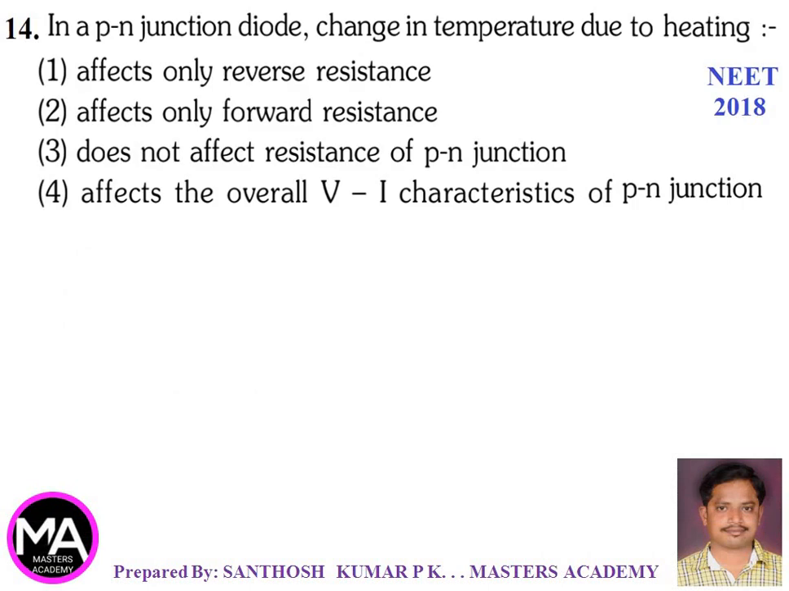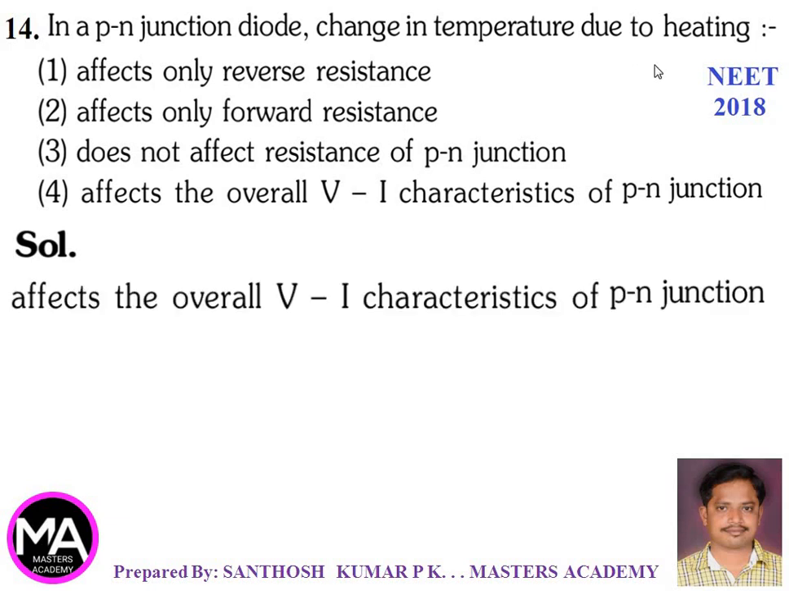Next problem. In a PN junction diode, change in temperature due to heating. 4 options are given. The options are: affects only reverse resistance, affects only forward resistance, does not affect resistance of PN junction, affects the overall VI characteristics of PN junction. For a PN junction diode, the change in temperature due to heating affects the overall VI characteristics of a PN junction. Not only reverse or forward, but it affects the overall VI characteristics, because we know that whenever there is a change in current, there should be a change in potential difference. Therefore, the option is 4th one. It affects the overall VI characteristics of PN junction.